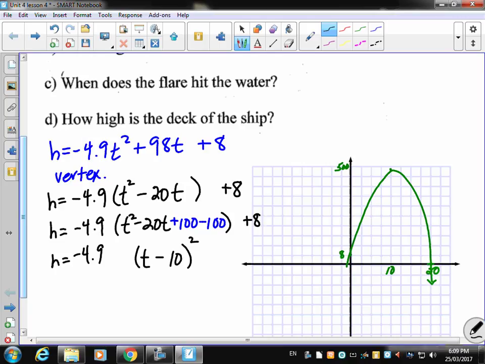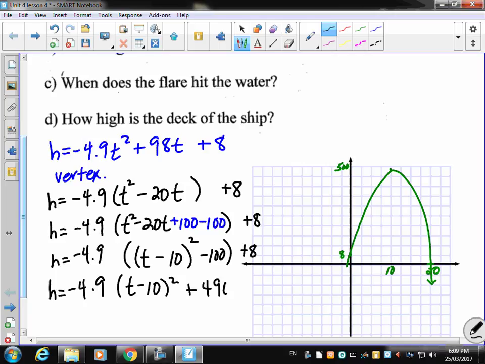Don't forget the plus 8. Okay. In the brackets, the t squared, subtract 20t plus 100, gives me that beautiful square. I still have the negative 100, and it's still in brackets. Don't forget the plus 8. Almost there. H equals negative 4.9. I'm going to do distributive law, so I don't have that extra set of brackets. T subtract 10 squared. If I do distributive law and I multiply negative 4.9 by negative 100, I get positive 490. Don't forget to add the 8.